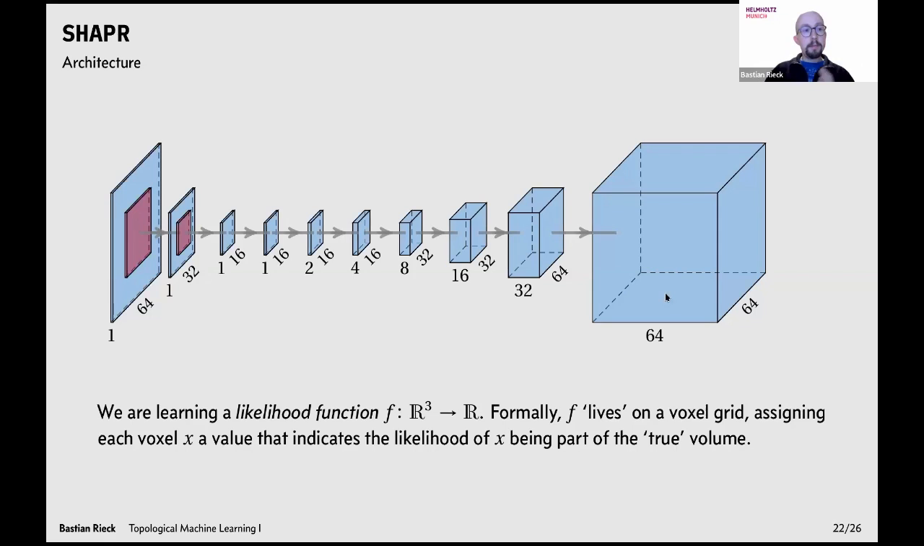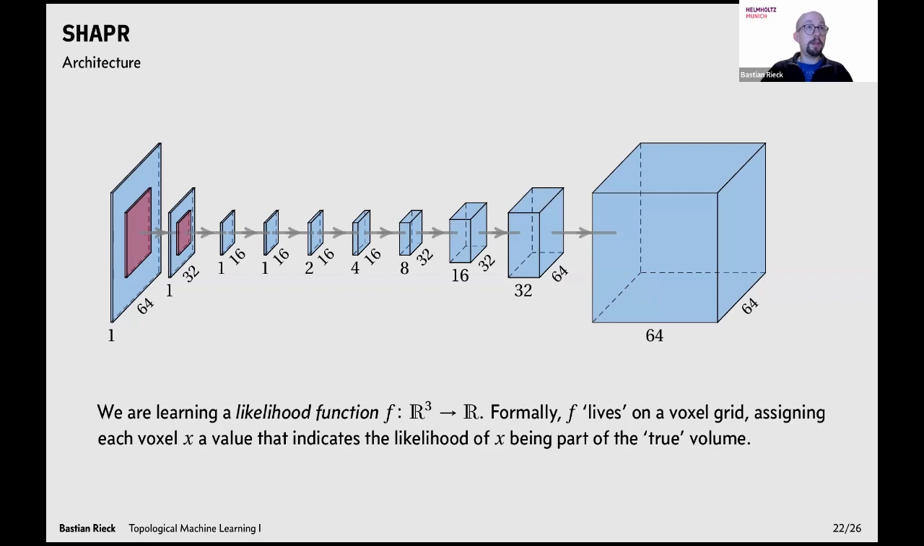Now, the main architecture that we used for doing these predictions is some kind of convolutional architecture with a fully connected neural network on top. The exact details are not relevant here, but we are essentially with this method learning a likelihood function that lives on a cube space or on R3, on this voxel grid, and it assigns to each voxel, so to each point in R3, a value that indicates the likelihood of this voxel being part of the true volume, so of being the true shape.